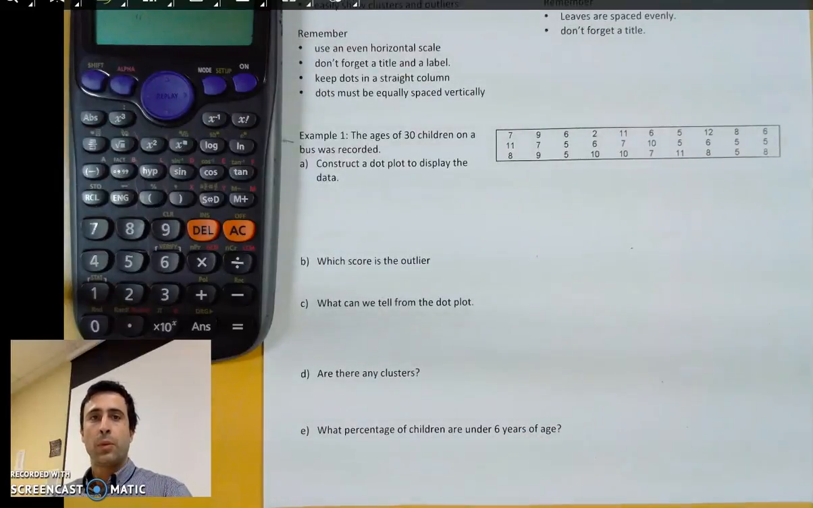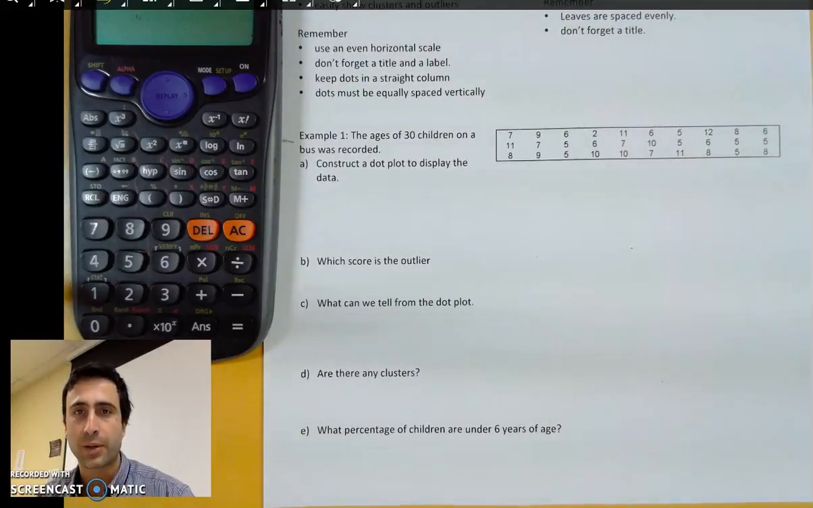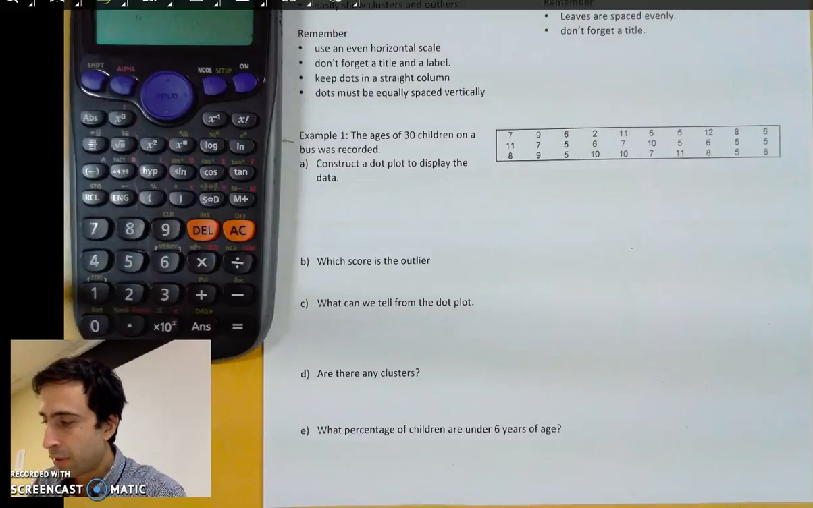Alrighty, so what I want to do is go through a worked example, because I'm noticing that a lot of my videos are just about the ideas behind them and not the practical. So let's have a look at this example here.